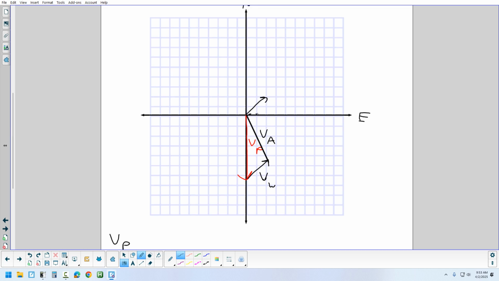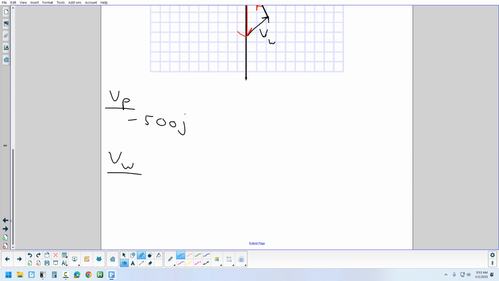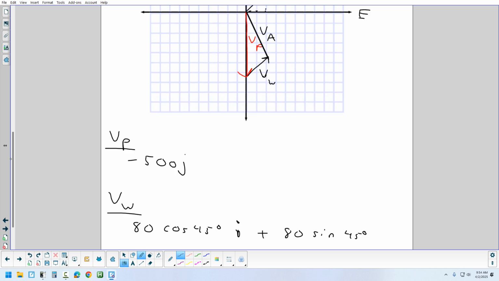So think about making a triangle. The horizontal component is the magnitude of the wind times the cosine of the angle, plus the magnitude of the wind times the sine of the angle. We would do that out, which I'm not going to do right now.